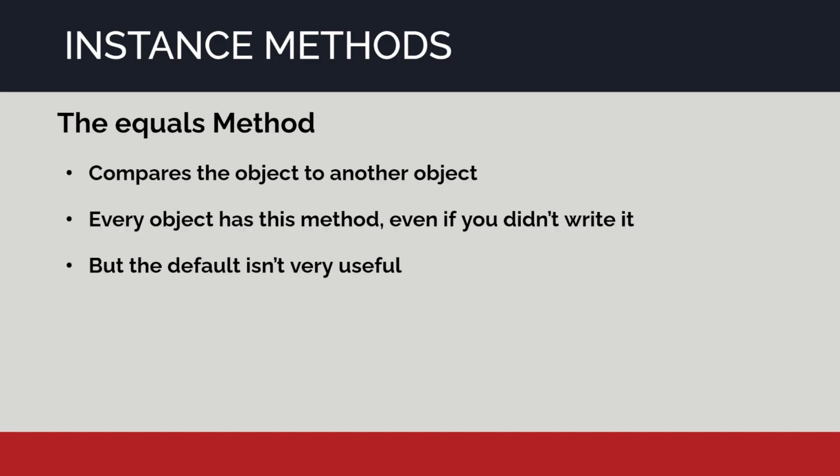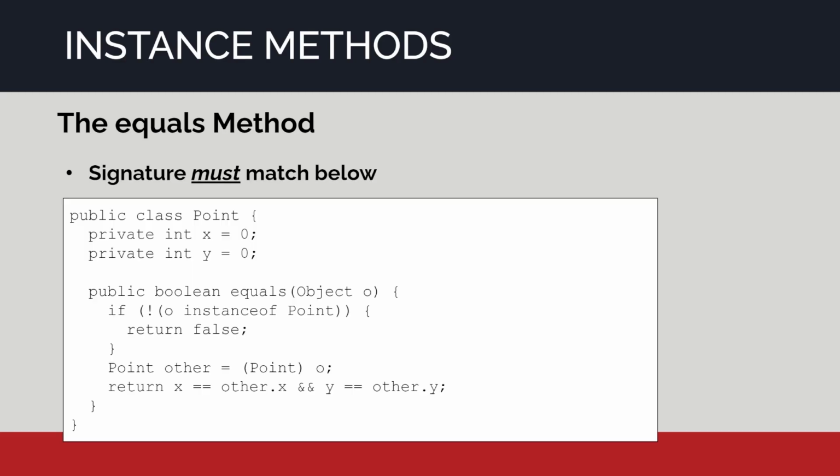Another very common instance method to be called is the equals method. If you remember back when we were talking about comparing two objects, you can't use equals equals because that compares just the memory references. It won't actually compare the internal state of two objects that might have the same internal state. If we want to do that, then we have to write our own equals method. And again, just like toString, if you don't write one, you'll get one for free, but it's not a very good one.